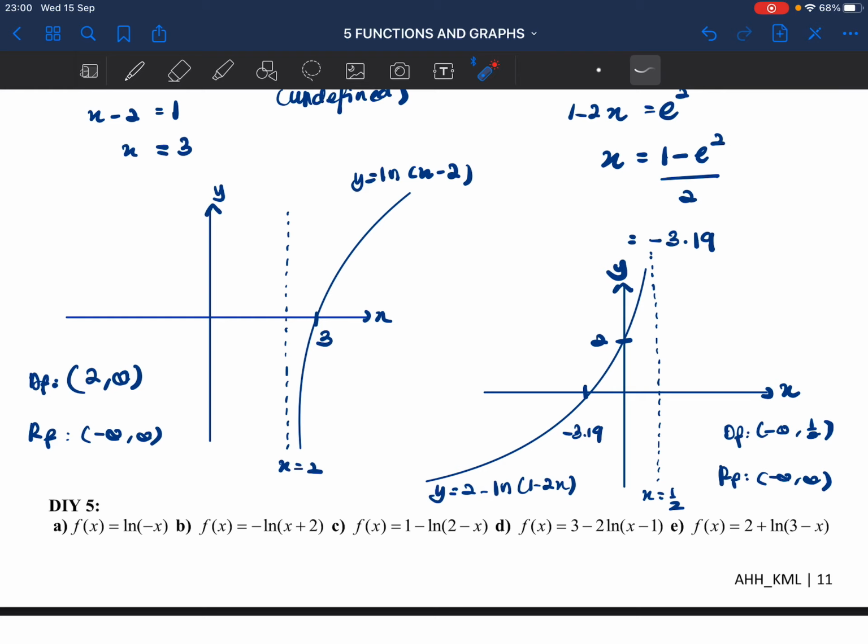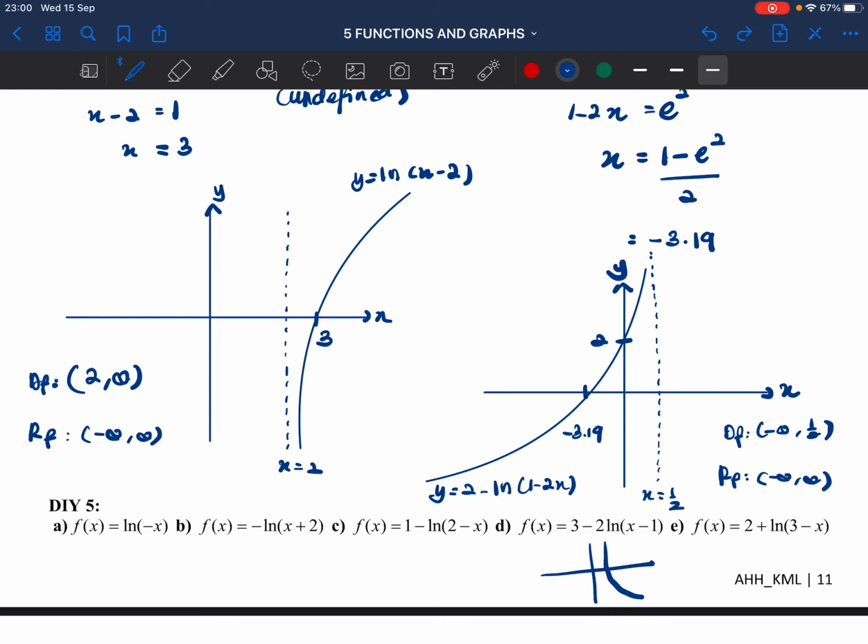Soalan D. f(x) equals to 3 minus 2 ln(x minus 1). Macam manakah basic shape kamu? Okay, soalan ni saya akan tanya dalam kelas next week. Make sure kamu tahu macam mana nak jawab. Y, kita refer depan ln, negatif di sini. Okay, x, kita refer depan x, positif, which is di sini. So dia akan berada di kuadran 4. Okay, since dia ialah log, dia ada vertical asymptote. So dia akan menghampiri vertical asymptote kita.